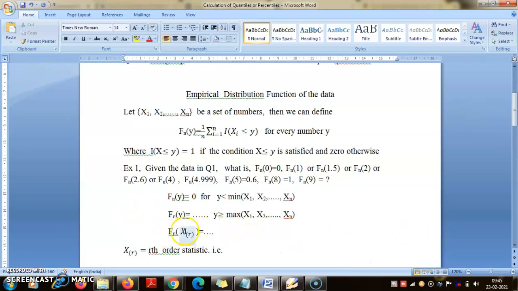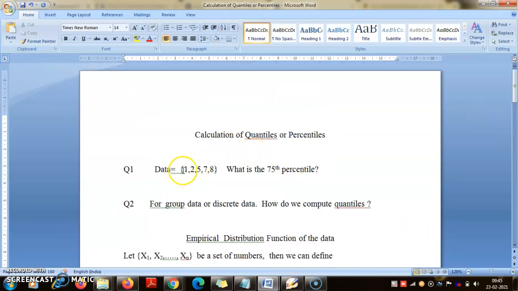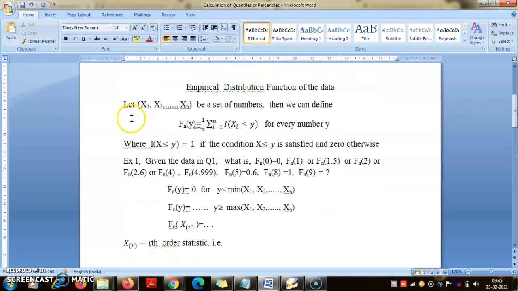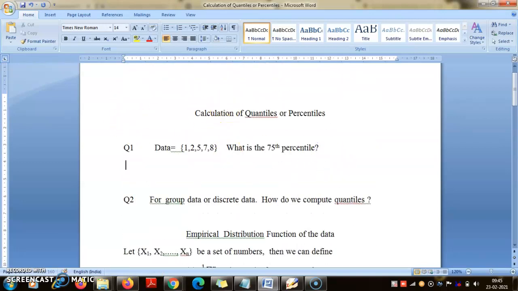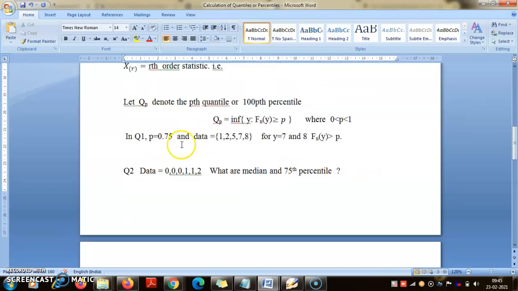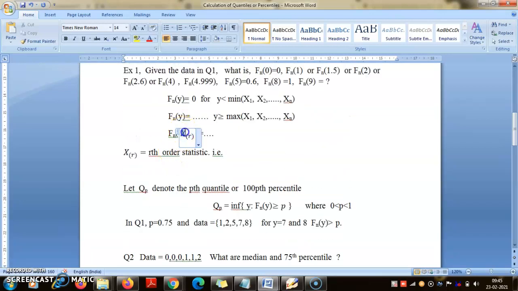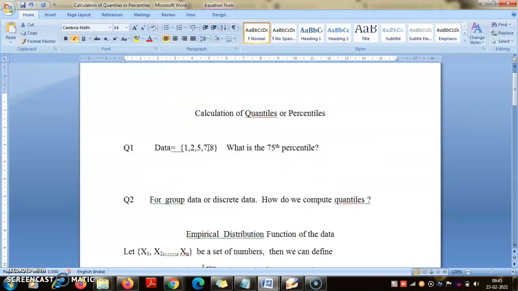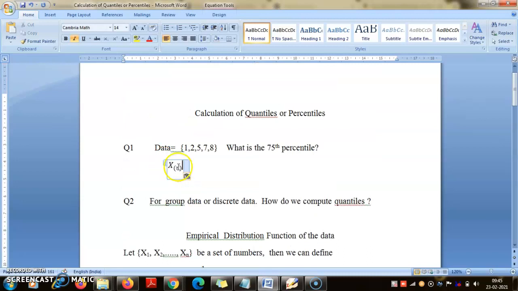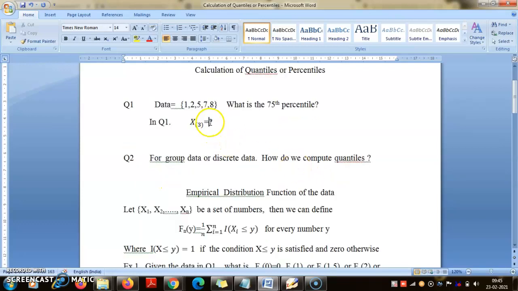So can you tell me what will be this Fn of xr? So you see, this is an ordered data. So here, what is x suffix 3? In this data, what is x3? How much is this one in Q1? If you can understand this correctly, then I can understand this.